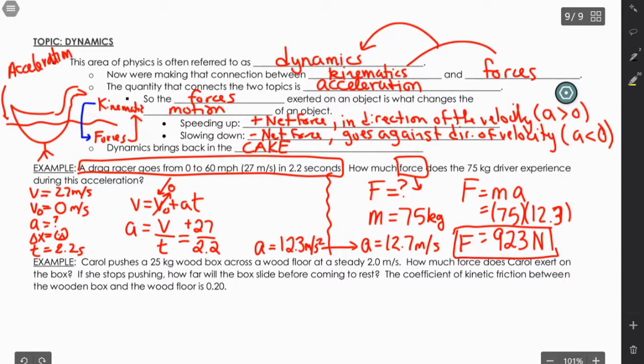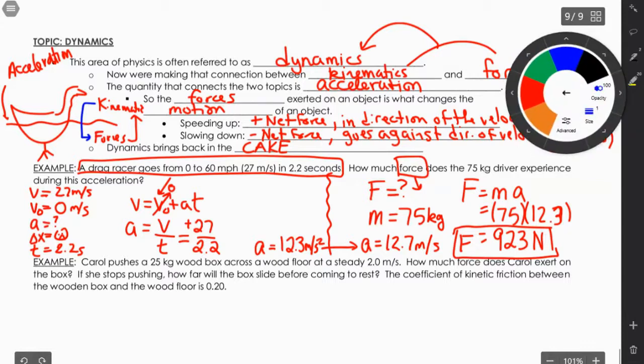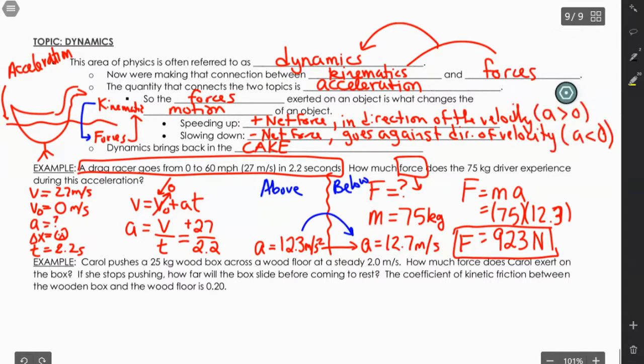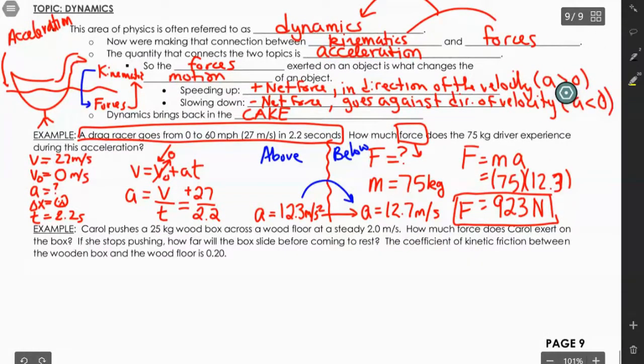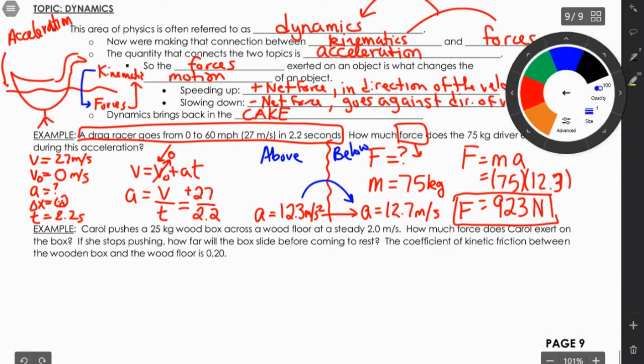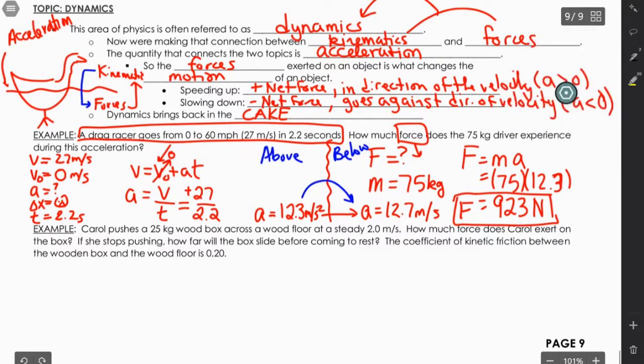But again, here we were above the water, right? Here's our below the water. And then how do we cross into the water? Well, we found the acceleration. Now, let's see a problem which goes the other direction, where we do forces and then we use it for our motion.